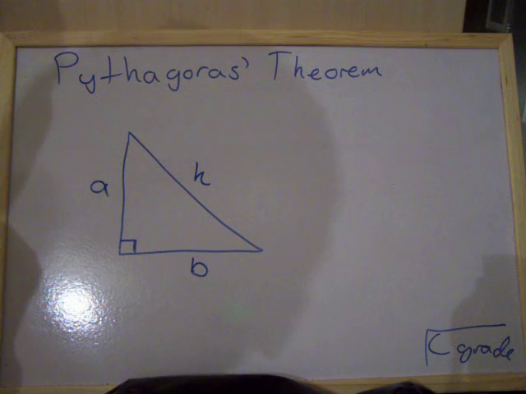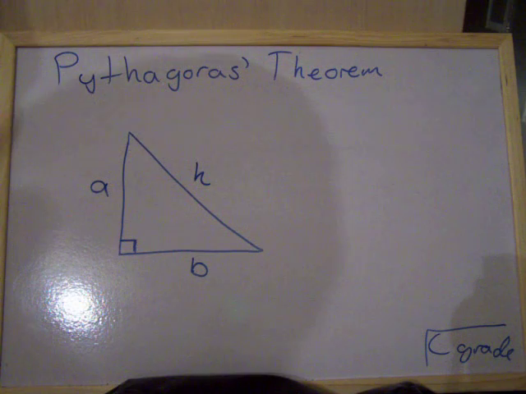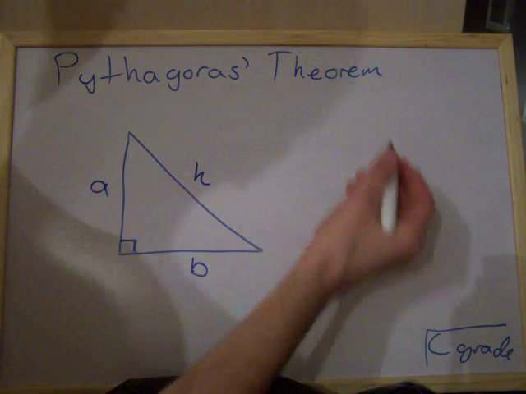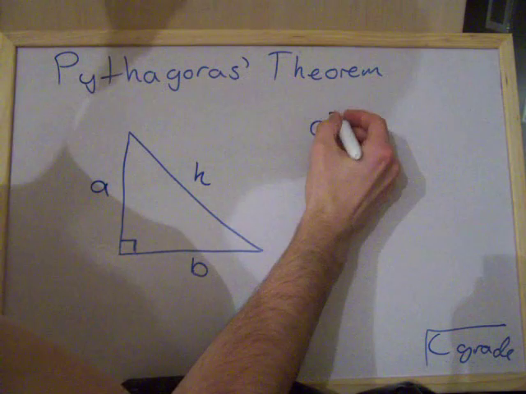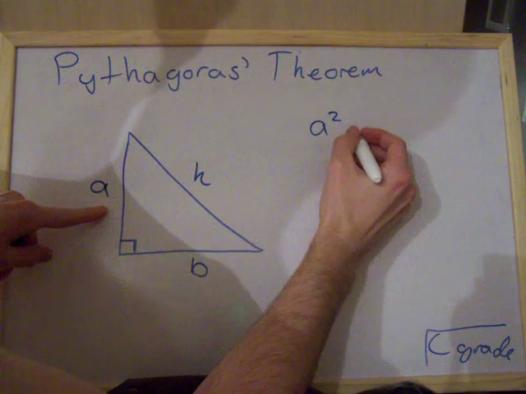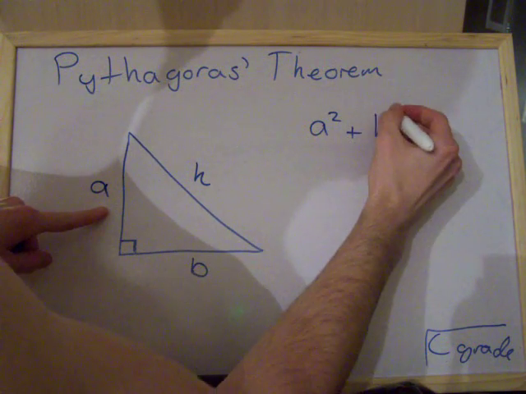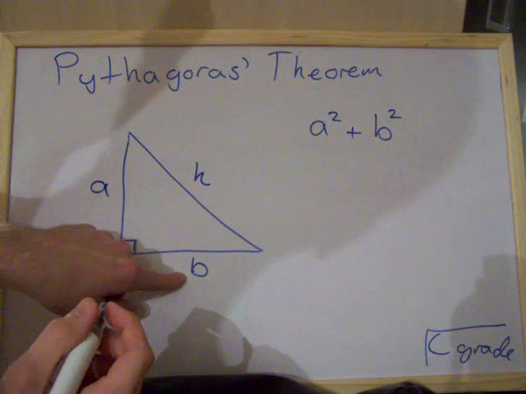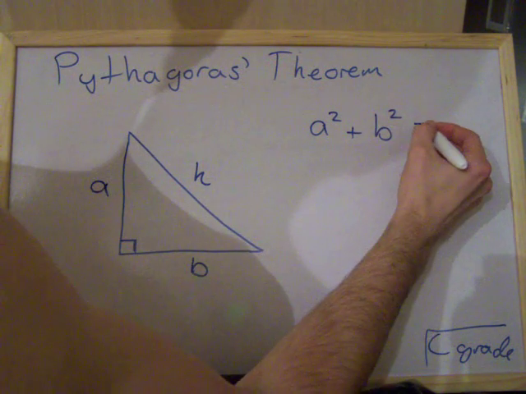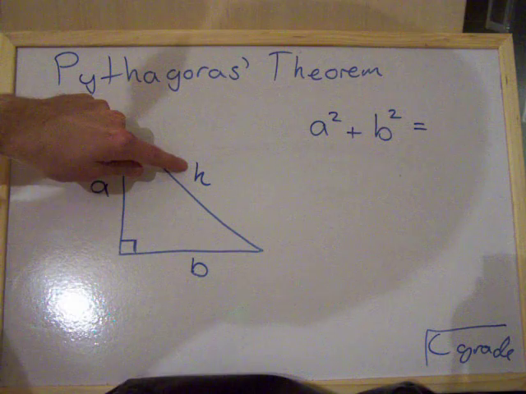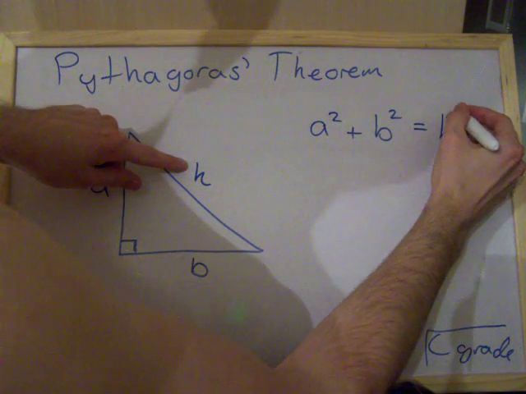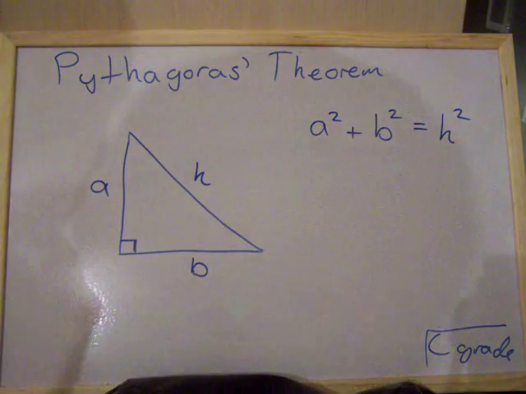Who cares? Right then, and basically through a lot of study of triangles, which must have been fascinating at the time, but you know, some people enjoy that sort of stuff, he found that if you square the length of A and you add the length of B squared, then the answer that you get will be the same size as if you'd squared the hypotenuse.